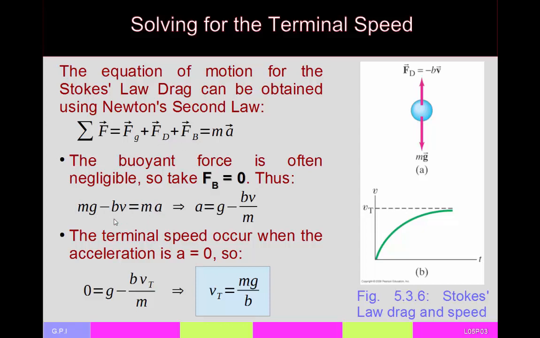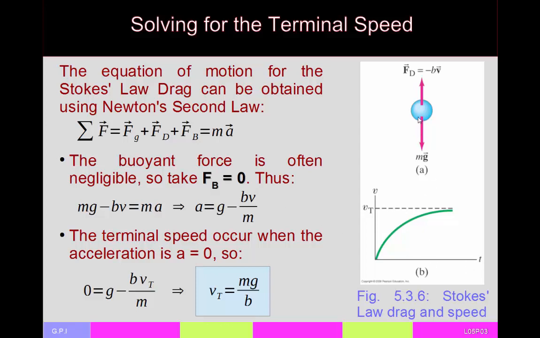The drag again is negative b times v. So you have mg minus bv equals ma. And so a, you're basically solving for a, is going to be g minus bv over m. And the terminal velocity occurs when you have no acceleration. So you plug in a 0 for the a and solve for the terminal velocity. You come up with something like this, where again this mass might be modified by the buoyant force if it's not negligible. And in fact, a lot of the time it won't be, for example, if you have a higher density fluid.